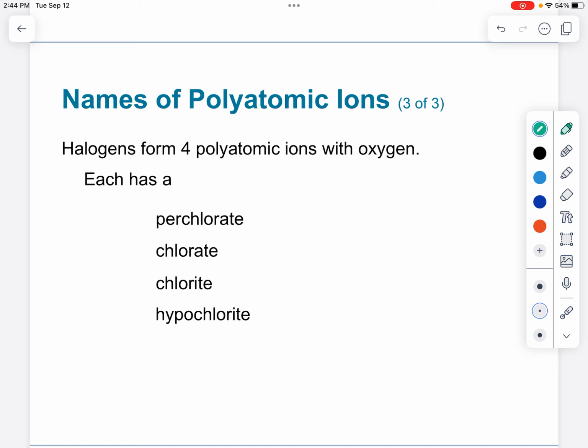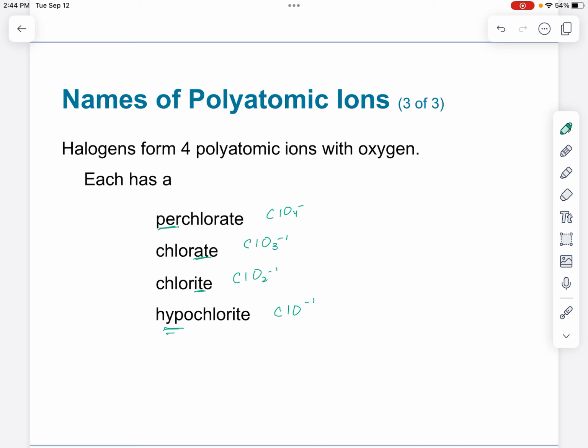Halogens form 4 polyatomic ions with oxygen. These are the only ones I've heard of. Perchlorate, which is pretty nasty, is ClO4 minus 1. Chlorate, ClO3 minus 1. Chlorite, ClO2 minus 1. And hypo means also one less oxygen, ClO minus 1. So notice we have per, we have ate, we have ite, and we have hypo.